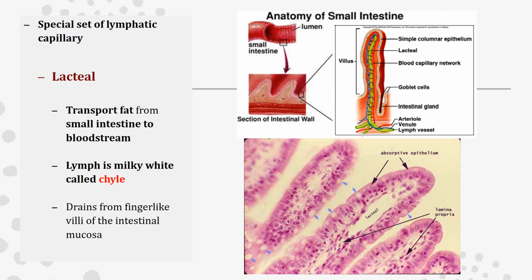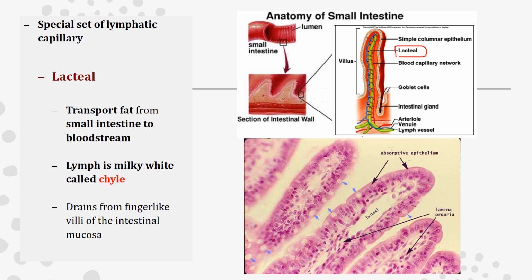If you remember, I did mention that one of the functions of your lymphatic system is transporting fat to the circulatory system, and this is highly possible because of the presence of a very specialized lymphatic capillary that is present in the finger-like projections, or the villi, of your intestinal mucosa, known as the lacteal. That's the special name for these lymphatic capillaries that we find in our small intestine. They play a major role in absorbing digested fats from the intestine.